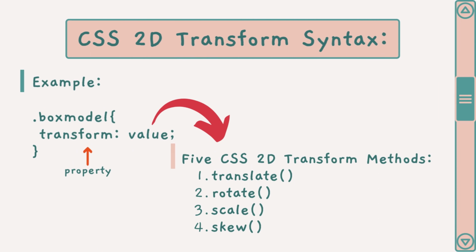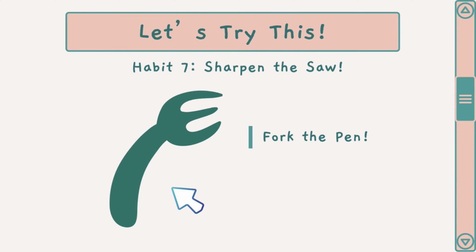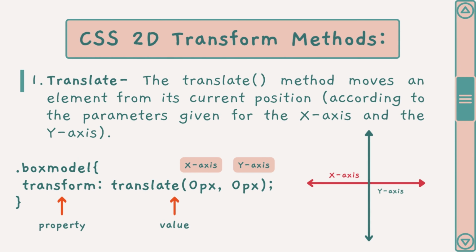For the 2D transform syntax, we have the property name transform. And for the value, we can set it to 4 different methods. We have translate, rotate, scale, and skew. The first method is translate. The translate method moves an element from its current position according to the parameters given for the x-axis and the y-axis.